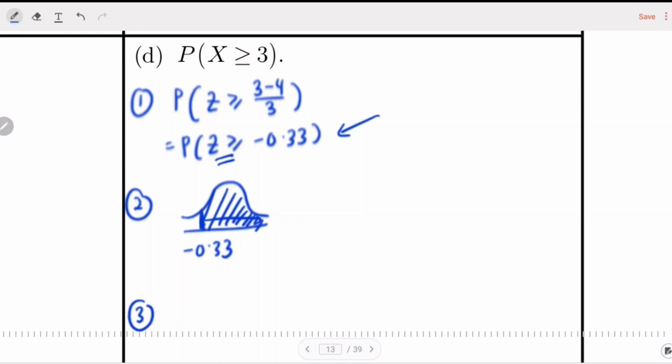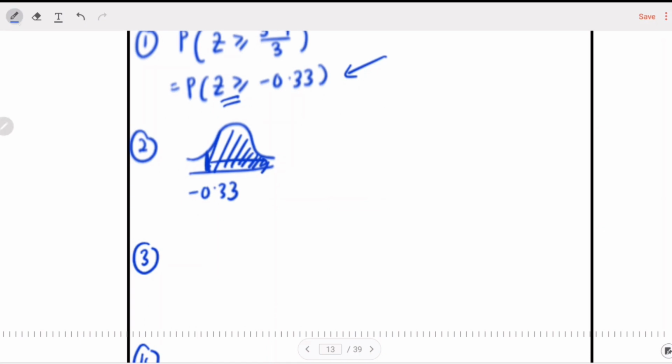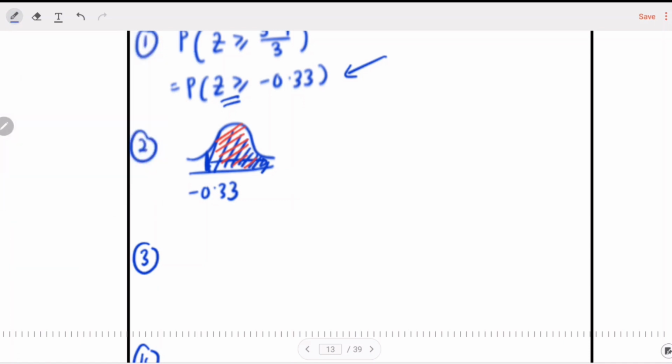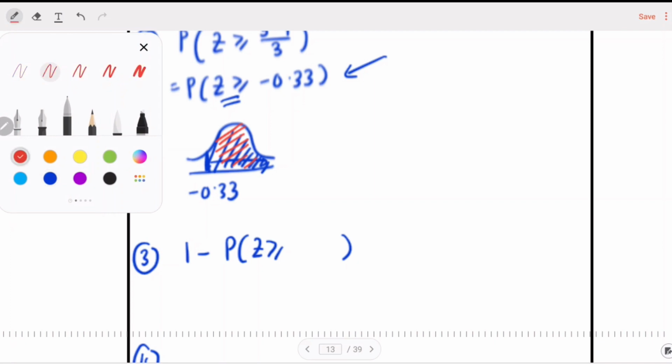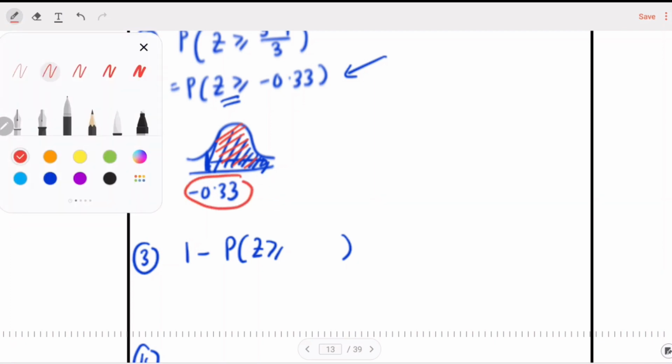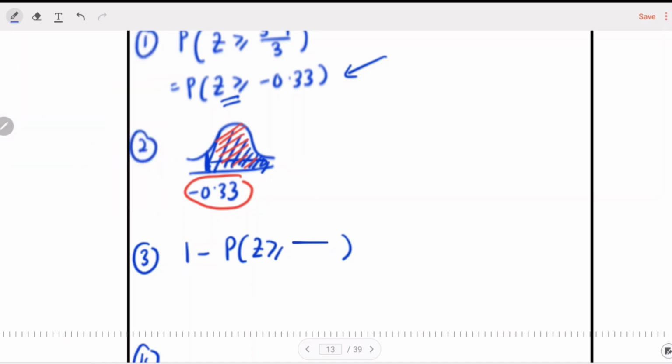The third step, identify whether we need to put 1 minus or not. So here, obviously, since we shaded fully the middle part of our bell shape, we need to put 1 minus, and always z greater than or greater than equal. Right? And then take the value up here, but just take the positive one, which is 0.33. So that is our third step.